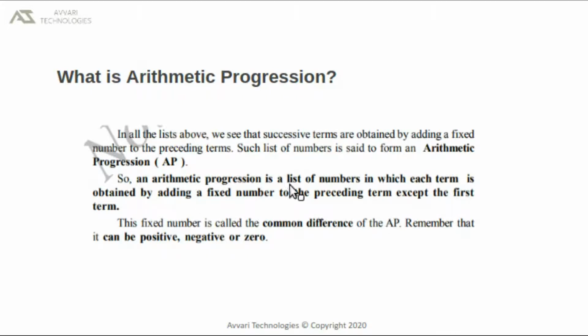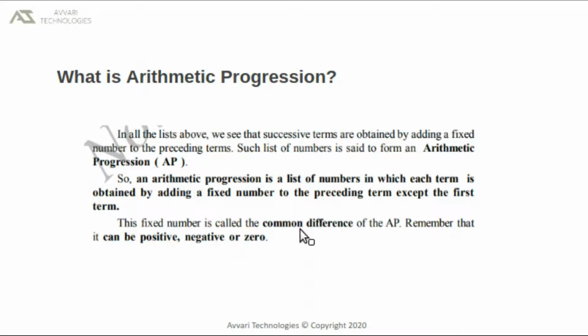Arithmetic progression is a list of numbers in which each term is obtained by adding a fixed number, that is the common difference, to the preceding term except the first term. Why are we making an exemption for the first term? Since the first term does not have a preceding term, that is the previous term, we need to discard the first term, which makes sense.